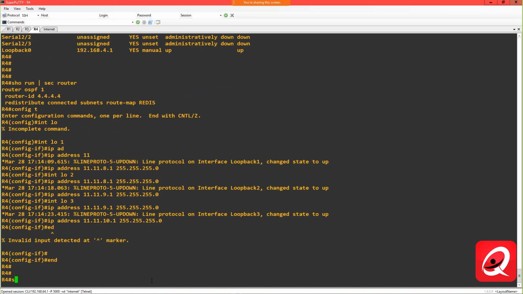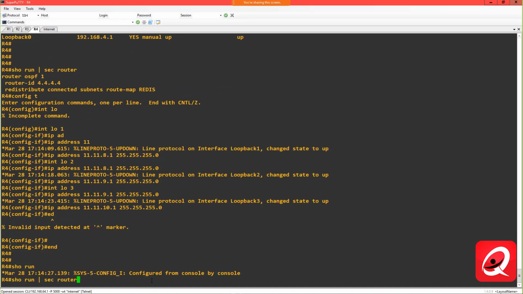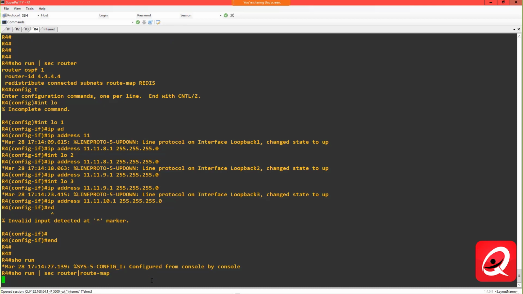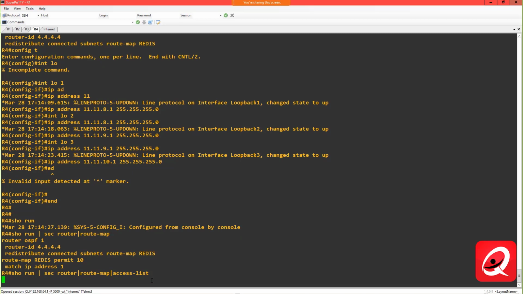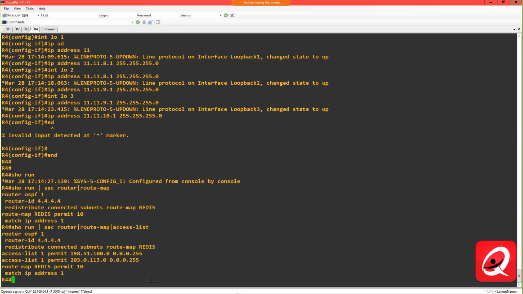And if I do a show run pipe section router, pipe route map, and I'm probably going to have to look at an access list as well, we'll be able to see how we can include these routes as part of our access-list, as part of our redistribution process. Because right now these are just connected routes on the router itself. So I want to insert these routes into the OSPF process. So I'm just going to go ahead and add another access list line here.